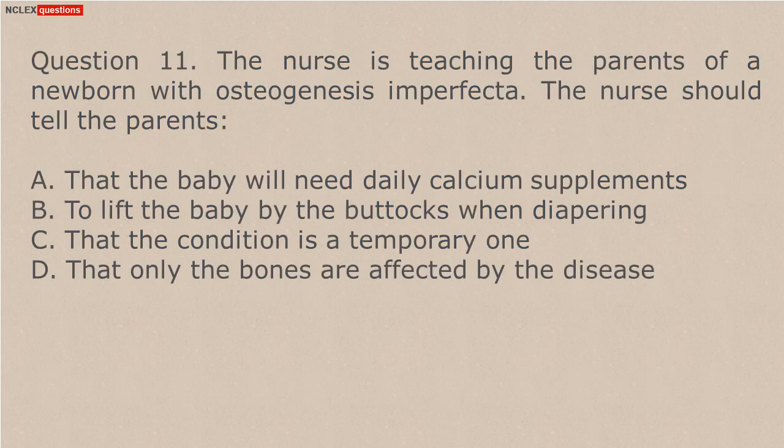Question 11. The nurse is teaching the parents of a newborn with osteogenesis imperfecta. The nurse should tell the parents: A. that the baby will need daily calcium supplements. B. to lift the baby by the buttocks when diapering. C. that the condition is a temporary one. D. that only the bones are affected by the disease.